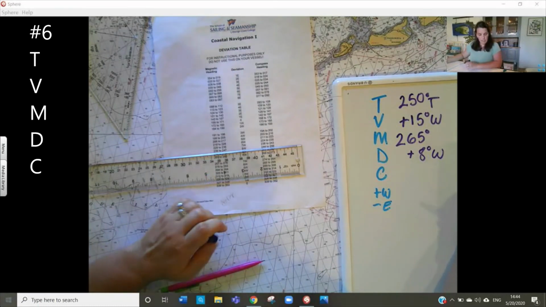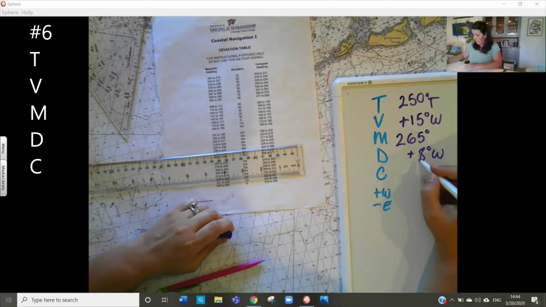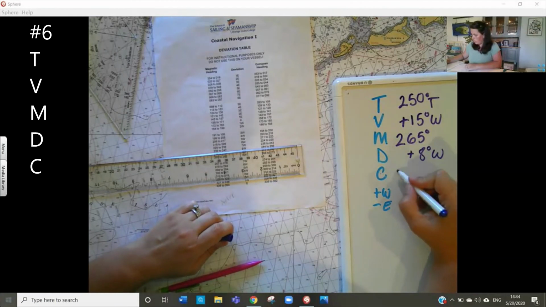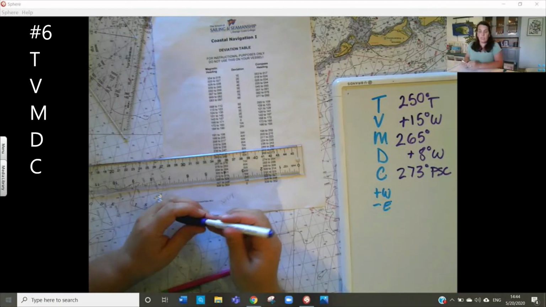And now I can get my add because it's west, and I can get 273 degrees PSC as my course I will be steering.